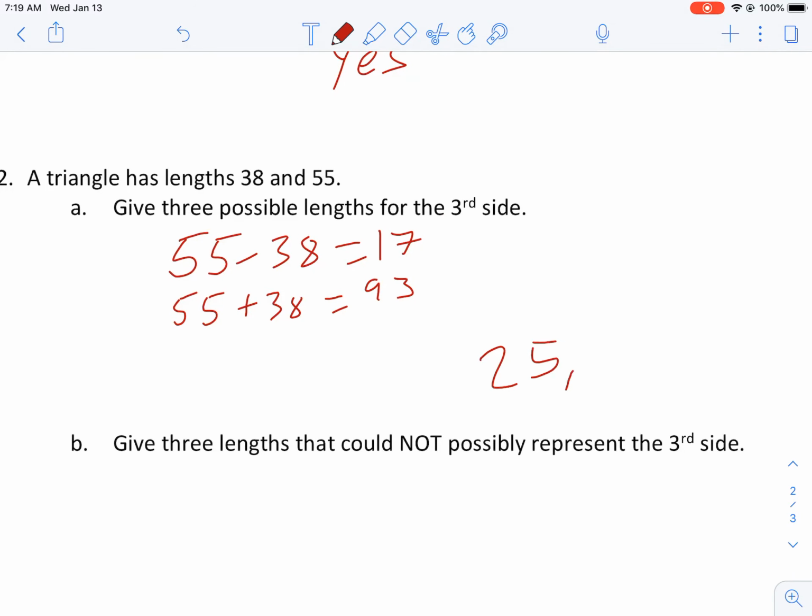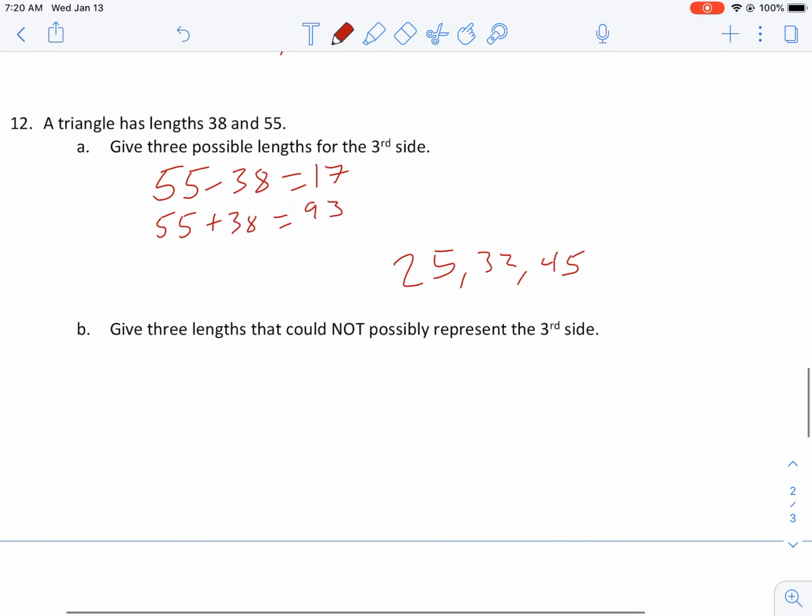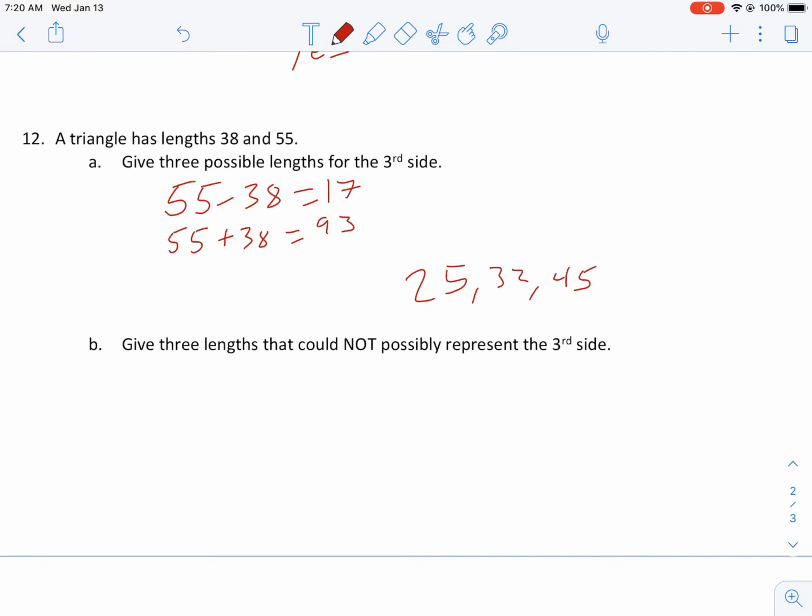So 25, 32, 45. Give 3 lengths that could not represent the third side. So anything less than 17, so we could say 15. Anything greater than 93, so we could say 100, and then we just got to say a third one, 105.